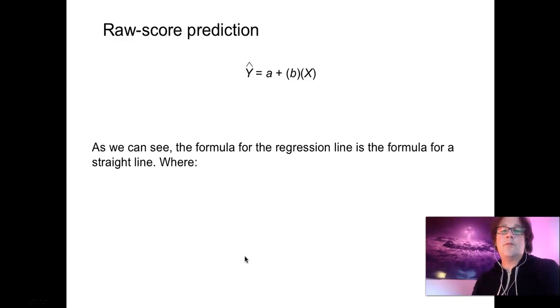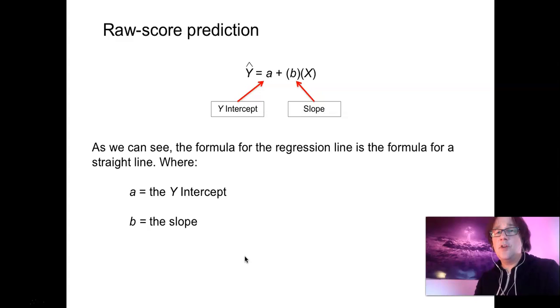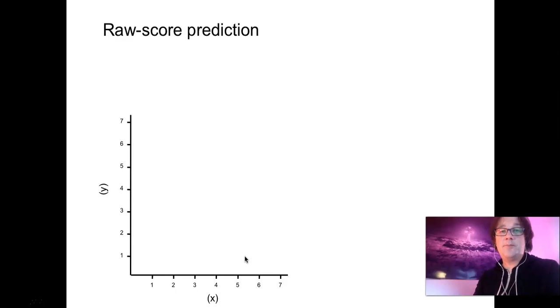So as we can see, the formula for the regression line is just the formula for the straight line, where A is the y-intercept and B is the slope. Hopefully those terms are ringing a bell without sending you into a panic attack. But we'll take a look. What do we mean by y-intercept and what do we mean by slope?